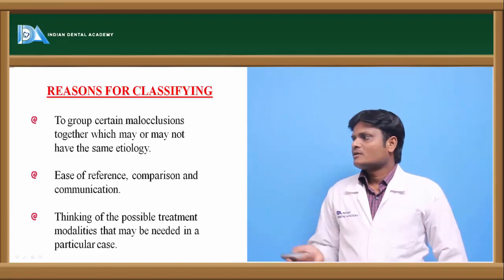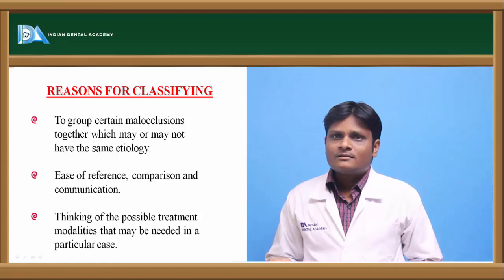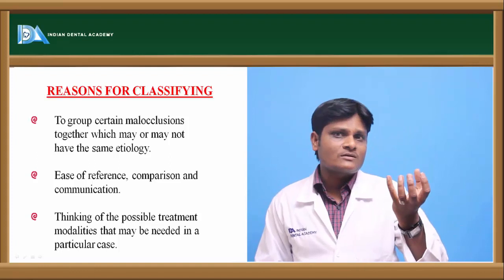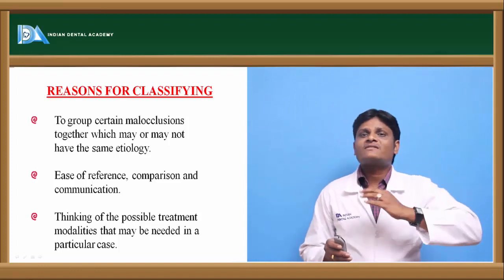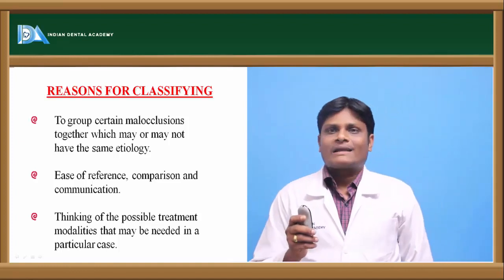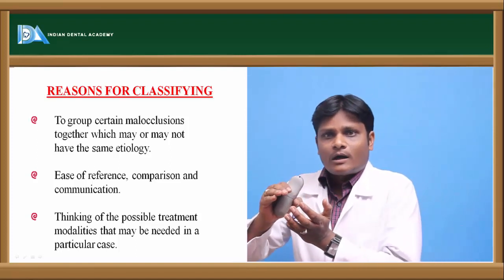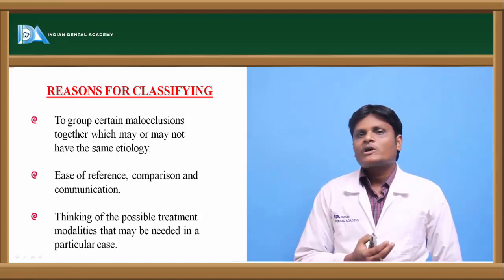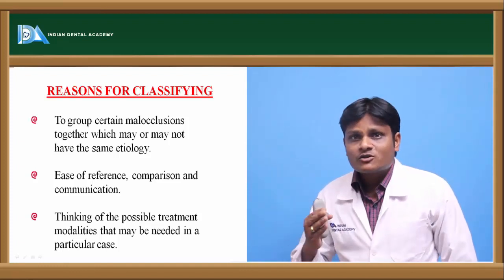So, what is the necessity to classify a malocclusion? It's to group together certain malocclusions which may not have a similar etiology. That means the characteristic features of the malocclusions coming under one group will be similar, but the etiology behind these malocclusions might be different. The main reason for classifying a malocclusion is to assign occlusions with particular characteristics into one group. And one more important advantage is ease of communication and ease of understanding.